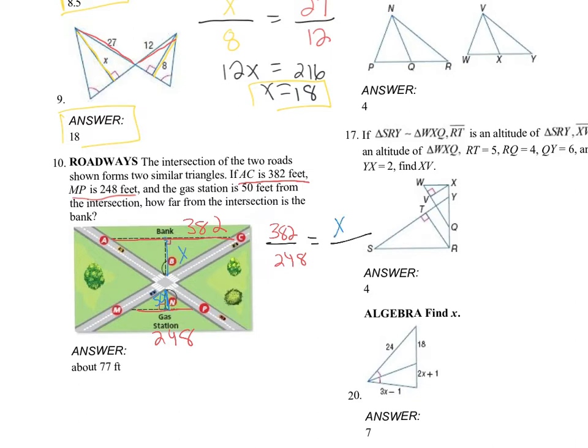And so, okay, remember we need to make sure that since I used the 382 here in the numerator, the x should be in the numerator there. And now I'm going to cross multiply. 19,100. And divide by 248, and that is going to give me approximately 77 feet.